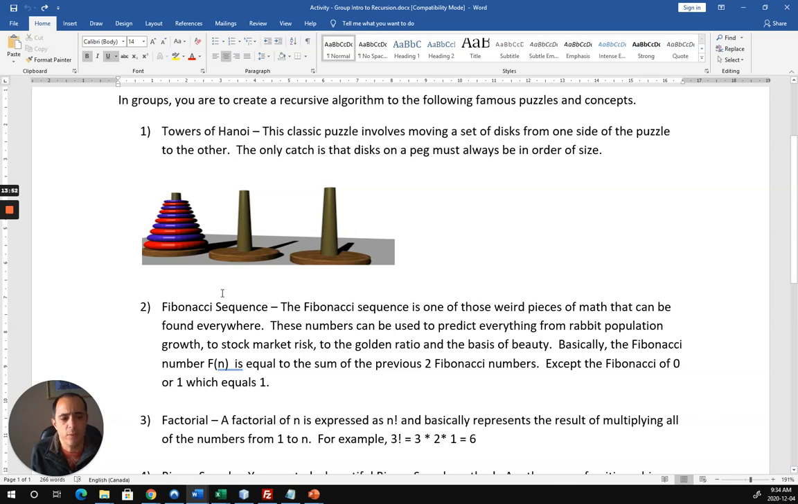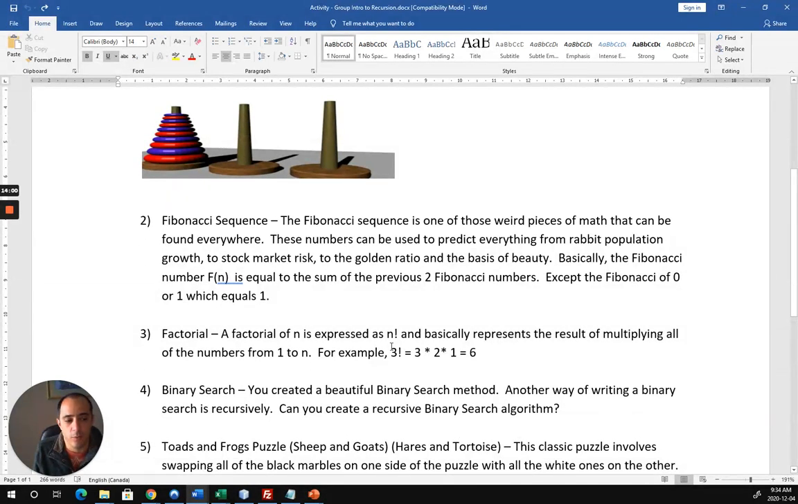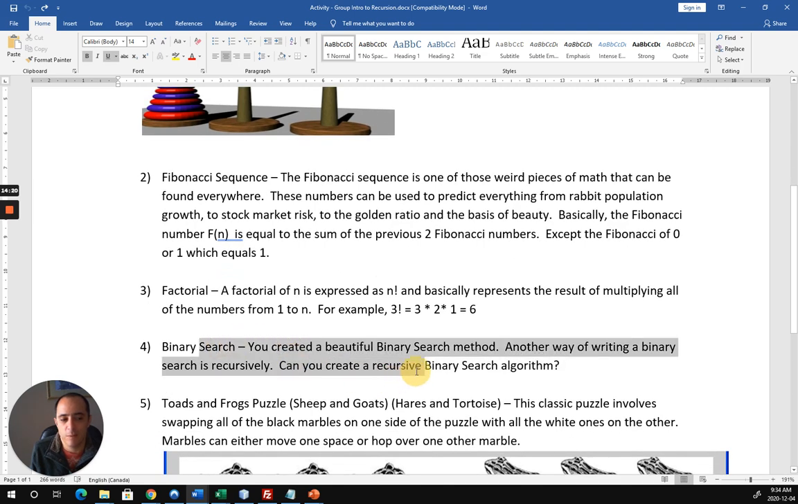Fibonacci is another very famous sequence, which is a recursive sequence. So I'll get you to read that and think about it. Factorials. Factorials are a concept you should have covered in math, which is looking at how you can redefine 3 factorial as being 3 times 2 times 1. And so how would that fit as a recursive algorithm? We've looked at binary search, and you've actually written the algorithm for binary search. Well, that algorithm could be rewritten as a recursive algorithm. Think about how that might be possible.